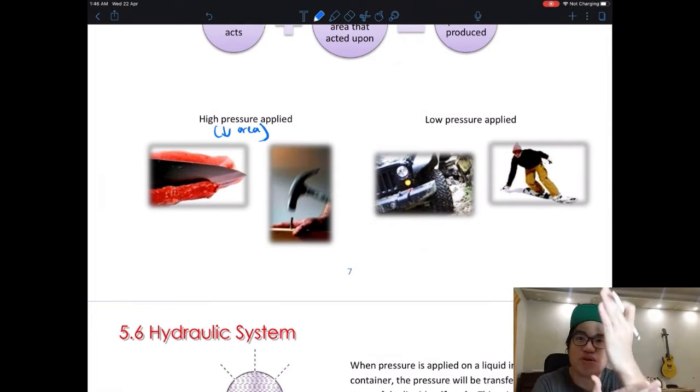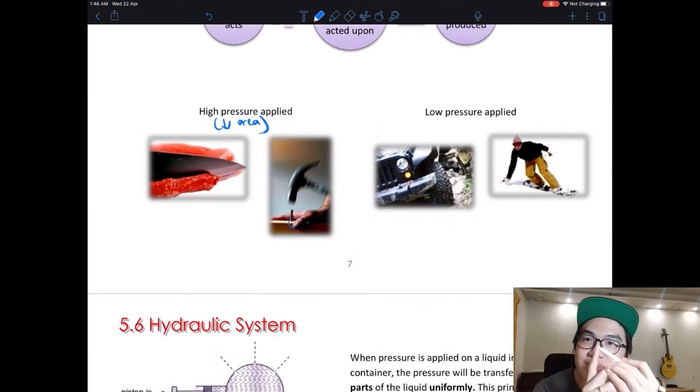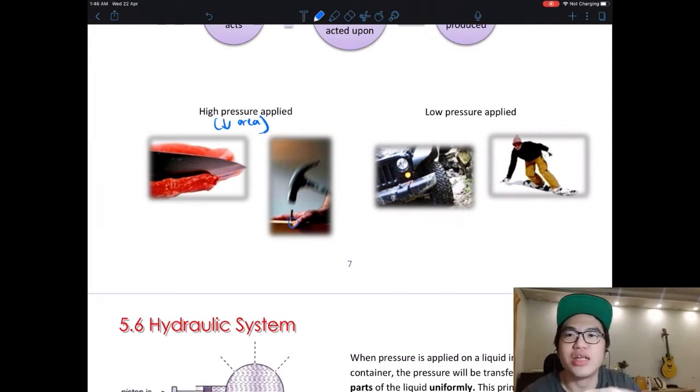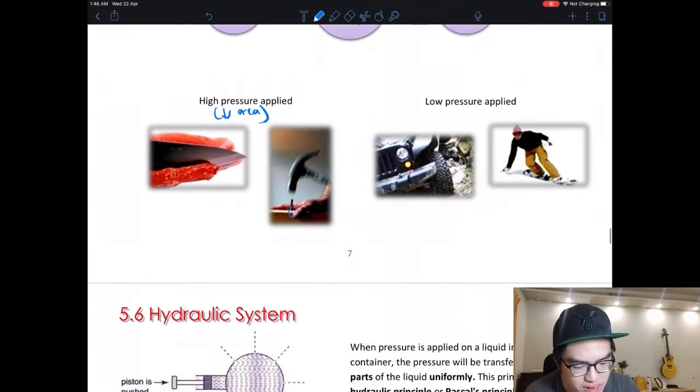So you sharpen it, you make the area smaller. That's why you can cut through. Okay, and then of course your nails. The tip of your nail is very sharp. Small area, high pressure. That's why when you hit it with a hammer, it will go straight into anything you want it to go into, like let's say wood. Okay, so low pressure, where do you use low pressure?